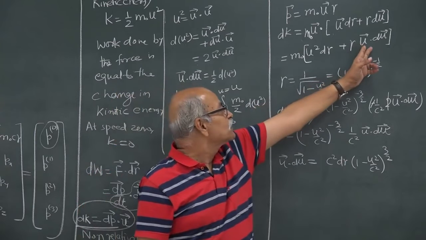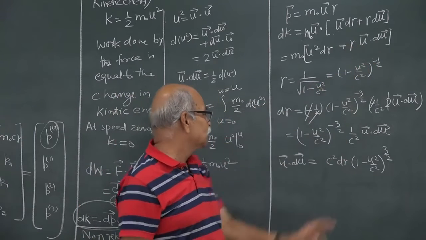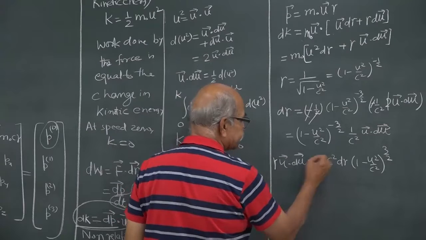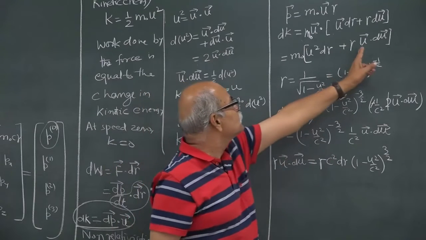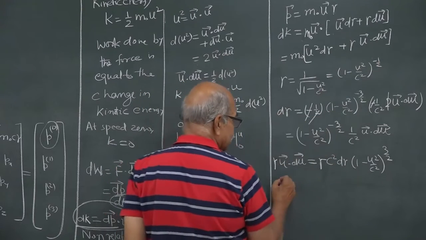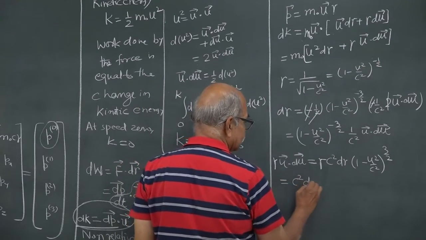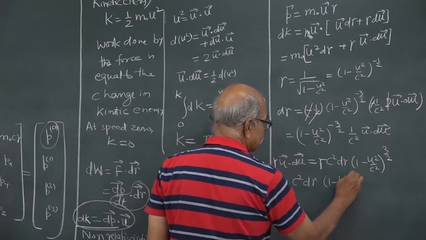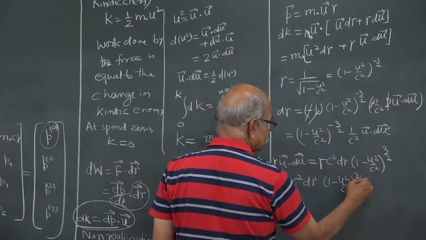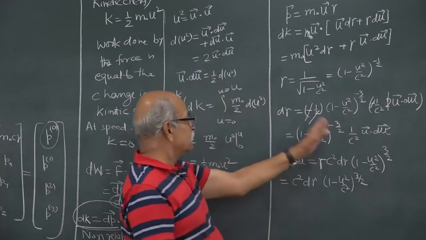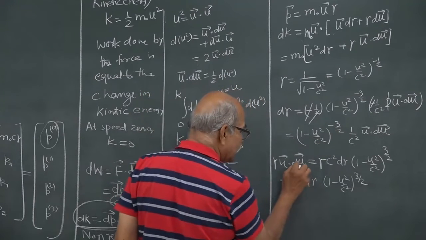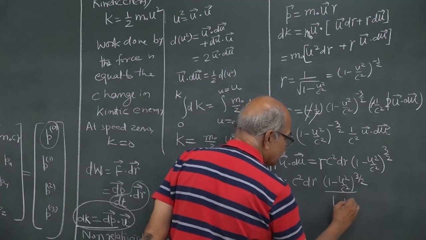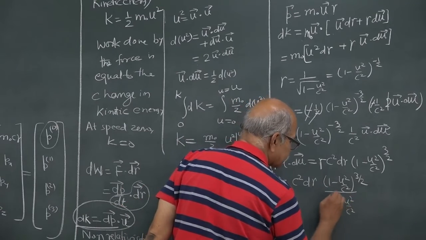So that I am going to put here, or let me multiply by gamma also. So what is gamma times u dot du? It is this, right? Gamma times u dot du, it is this, and that is c square d gamma (1 minus u square by c square) power 3 by 2, right? 3 by 2 has come this side, and then this gamma is 1 divided by square root of u square by c square.